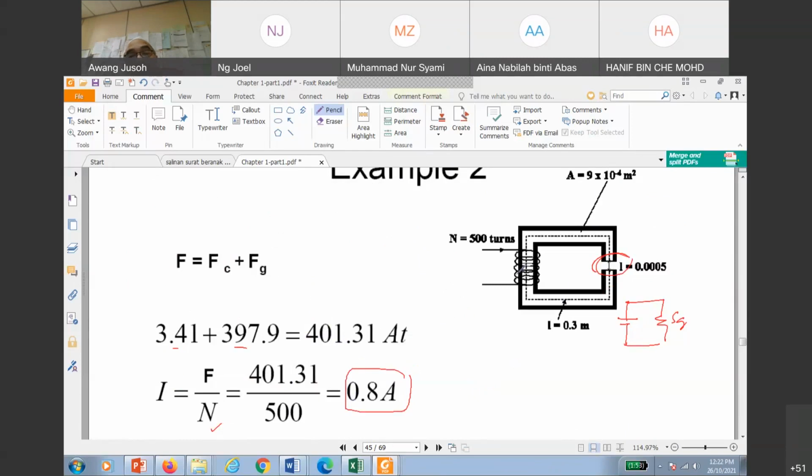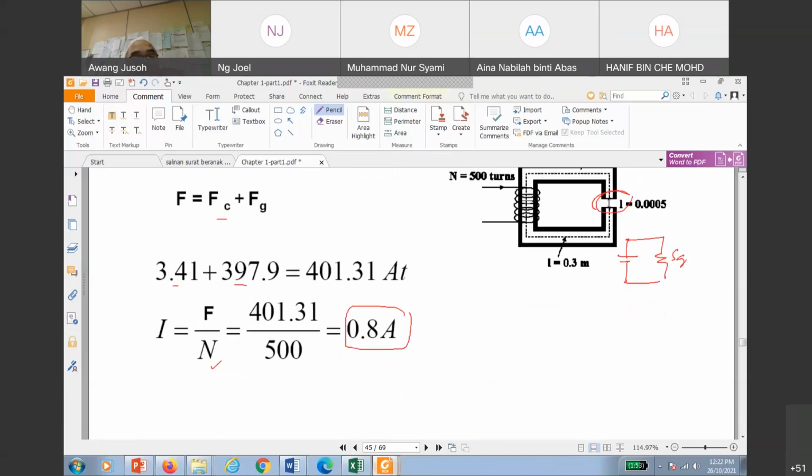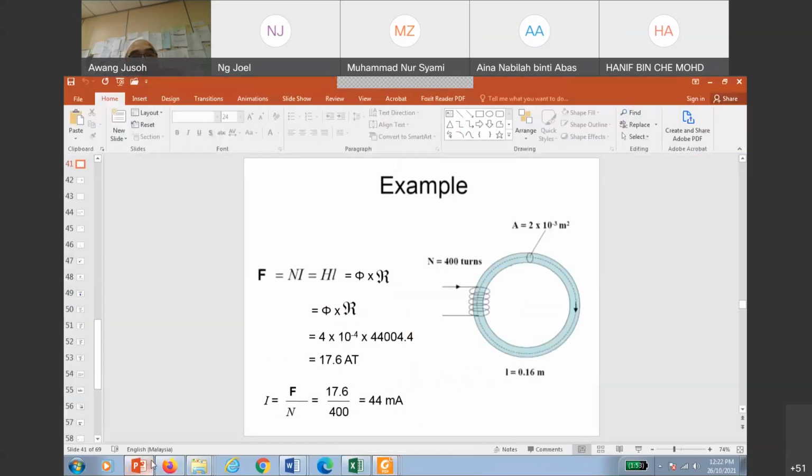Alright, so remember, you just use Kirchhoff's law only. It is the series Kirchhoff law, KVL, Kirchhoff voltage law. For the series circuit, just F core plus F_G equals F total. That's it. Okay, clear? I think that should be okay for that example.